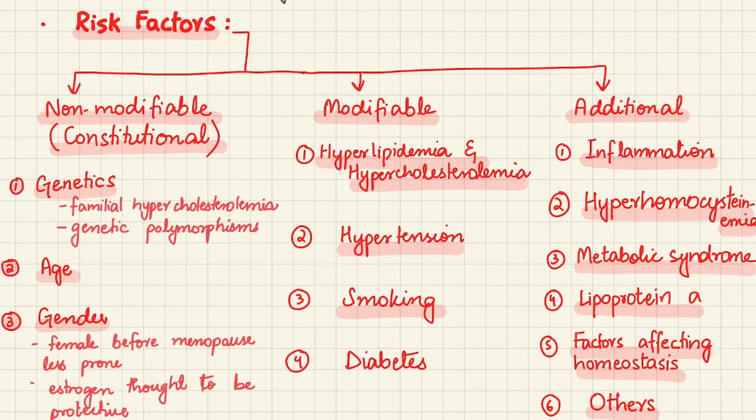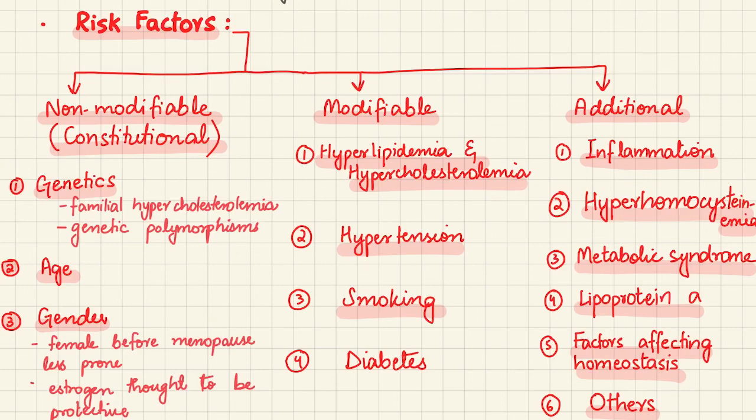The third risk factor is gender. Sadly, like everyone else, atherosclerosis also likes to discriminate on the basis of gender, but in this case it's slightly odd because females have an advantage, and females before menopause are less prone to develop this disease. Why? Because the hormone estrogen that they have before menopause is thought to be cardioprotective.